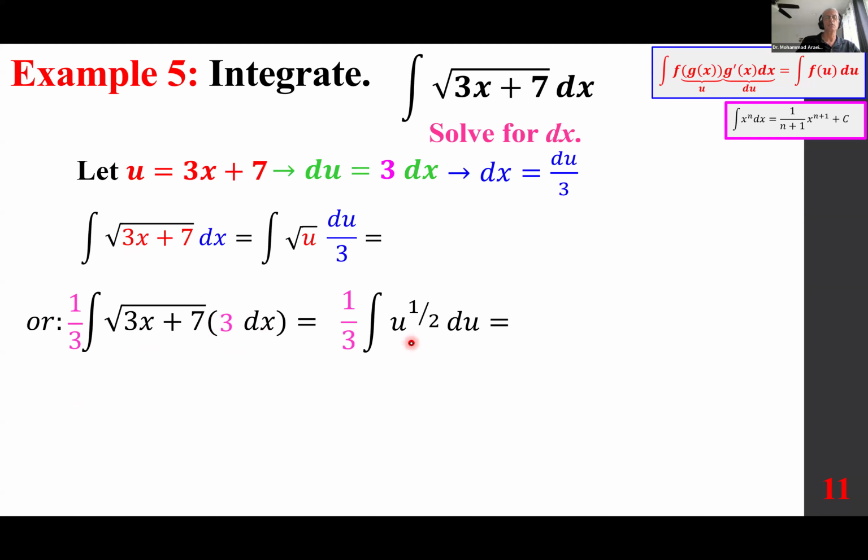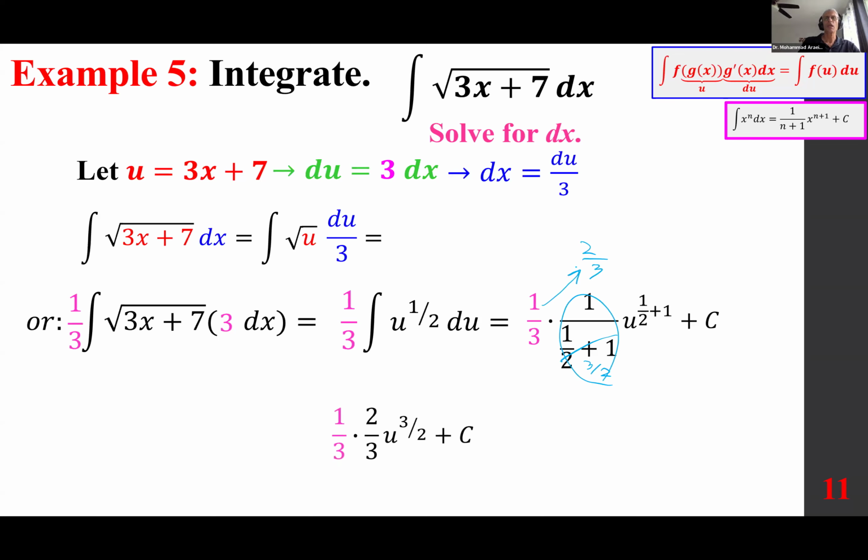And so now using the power rule on this piece, 1 over 1/2 plus 1, u to the power of 1/2 plus 1, and 1/3 remains, and we have a constant. So 1/2 plus 1 is 3/2. This is 2/3. The product of these two is 2 over 9. So you get 2 over 9 u to the power of 3/2 plus a constant, where u is 3x plus 7. The final answer is 2 over 9, 3x plus 7 to the power of 3/2 plus the constant.